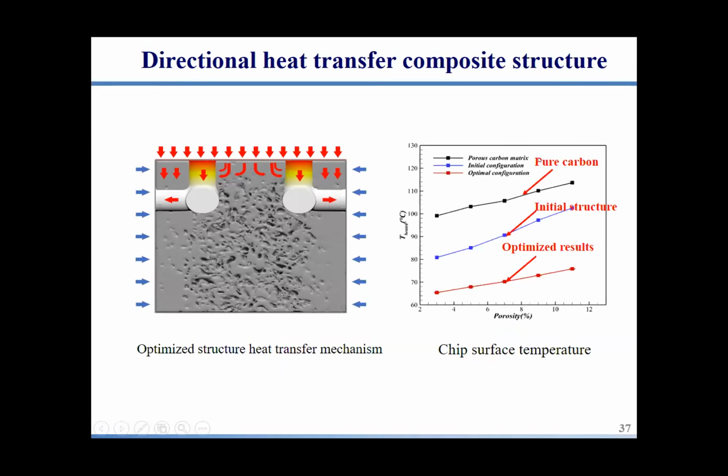So this is the surface temperature for pure carbon, like this. And from these initial structures, we can also design and optimize structures with enhanced high conductivities. We can reduce the surface temperature greatly.